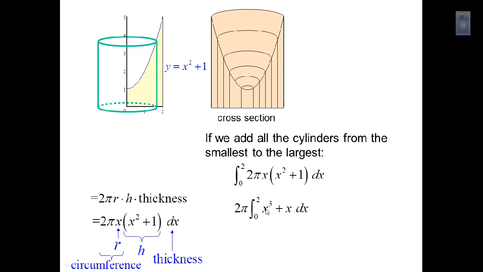So we end up with 1/4 x to the 4th plus 1/2 x squared, evaluated from 0 to 2, and then multiply that times 2 pi. And when you calculate that, guess what? You're going to get the same value we got before. You're going to get 12 pi. But that one actually turns out to be a little easier in the calculations than the other one did.